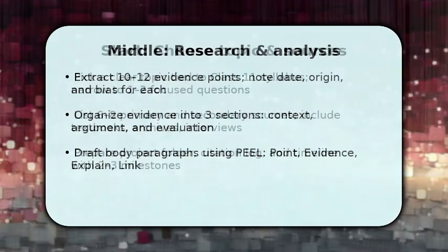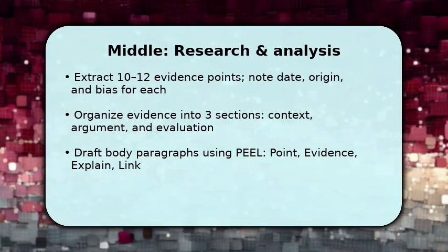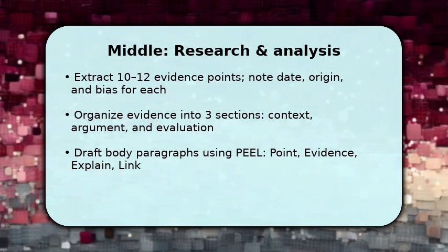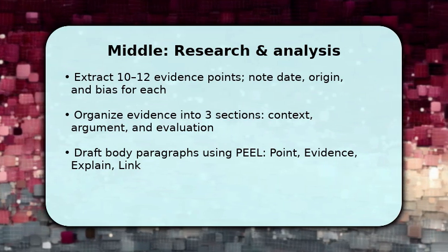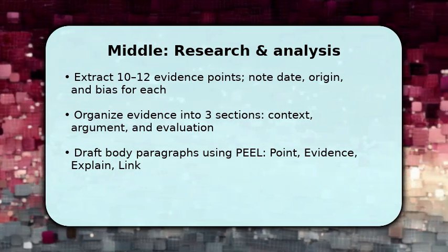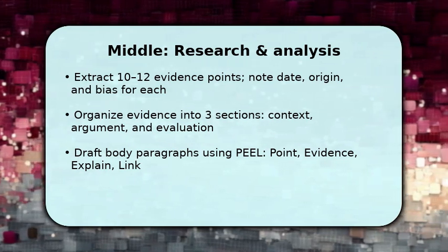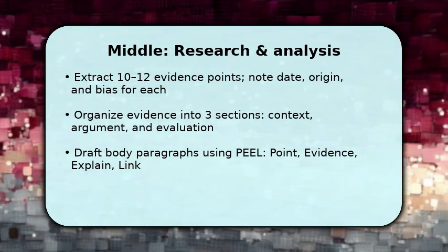Now you move into deep research and structured analysis. Extract 10 to 12 distinct evidence points, recording date, author, and any obvious bias so interpretation stays honest. Then group that evidence into 3 sections: background context, main argument, and critical evaluation. This becomes your project spine.